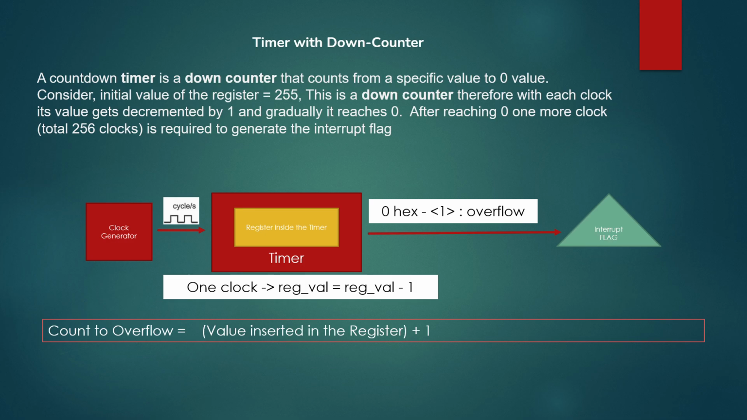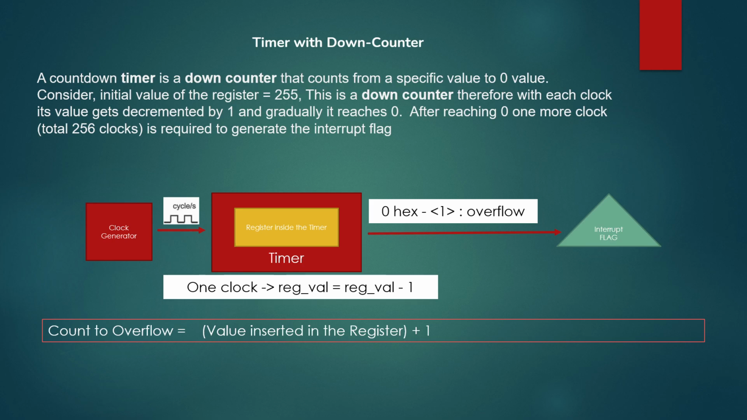So timer with down counter is also almost the same, but in this case, with the application of clock, your register value gets decremented by 1. In the earlier case, register value was getting incremented by 1. In this case, register value is getting decremented by 1. So since it is decrementing, eventually it will reach 0. But reaching 0 will not harm anything. When you apply one more clock after reaching 0, then it will overflow, and that event is captured, and that is your timer output.